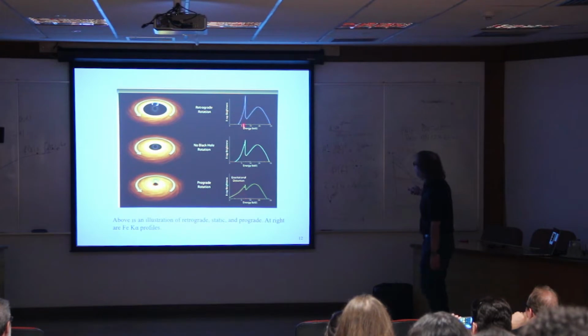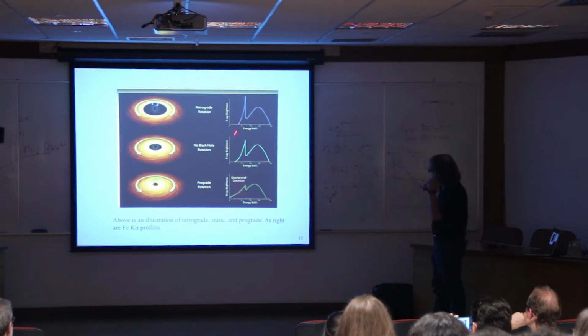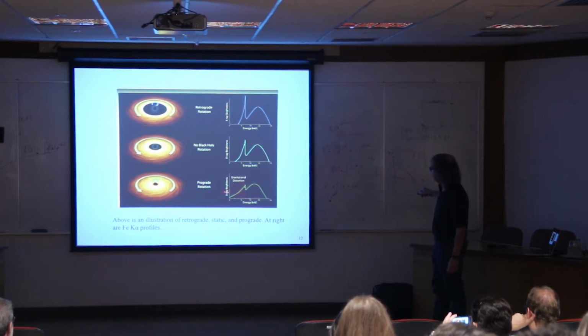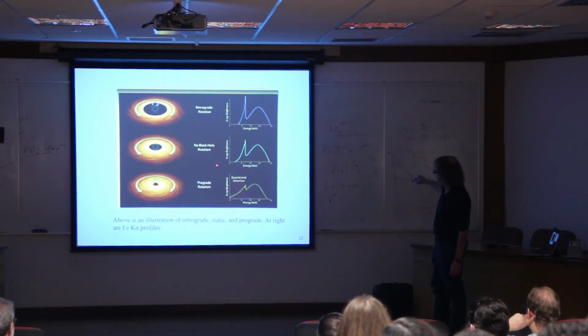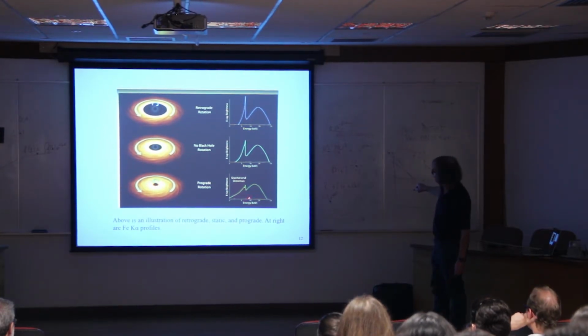And so here, this is an iron fluorescent line. These are models of it, showing how the shape of this thing changes depending on the nature of the black hole. So it has this particular shape for a non-spinning black hole. This is the shape for retrograde motion. This particular shape, this is intensity versus energy here, is for a curved black hole with prograde motion.